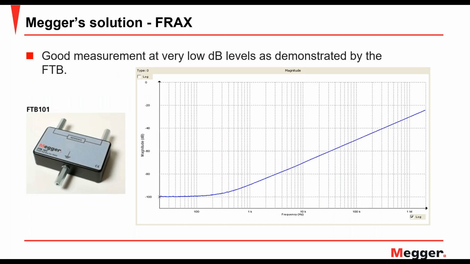You want to make sure that the test set that you use has a good signal to noise ratio at low magnitudes. The magnitudes on open circuit measurements on some transformers can drop to as low as minus 90 decibels. You want to make sure that the instrument is capable of giving you reliable measurements at those decibel levels.